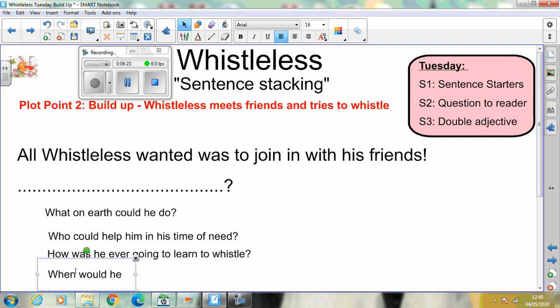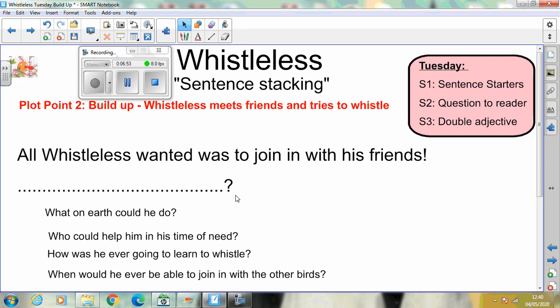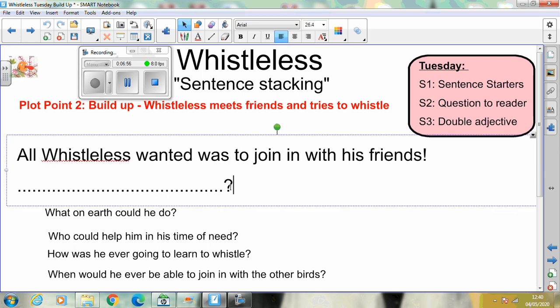When would he ever be able to join in with the others? I was going to put join in with his friends then, but I changed it because I thought it would be repetitive if I had two sentences that ended with his friends. So I've changed it to the other birds. There we go, that's even better, isn't it? When would he ever be able to join in with the other birds?